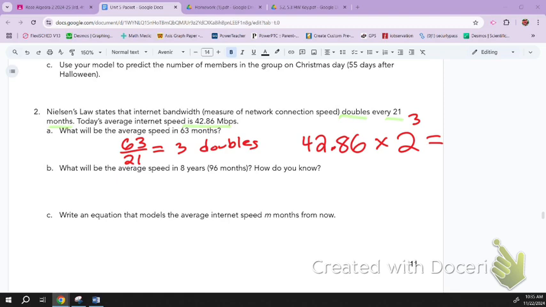Questions? Oh, what do you got? 342.88. 342.88 megabytes per second. That's some fast internet.